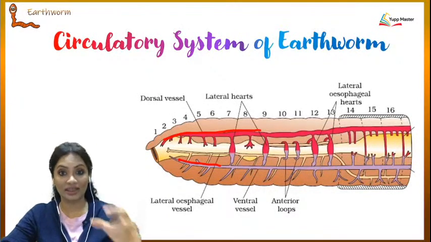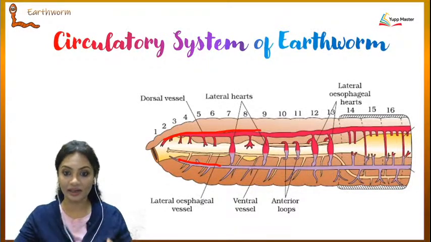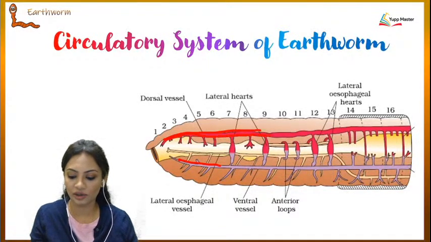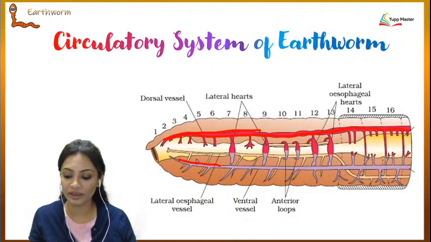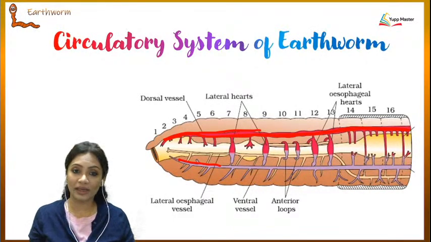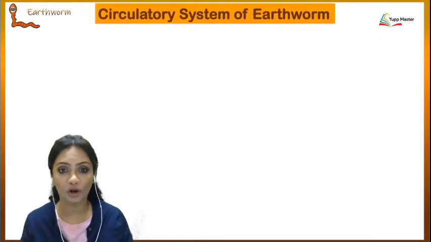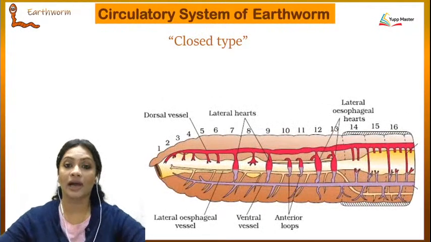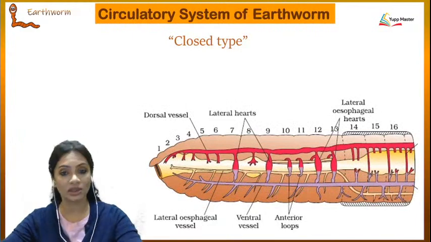So that dorsal vessel that we're seeing on the dorsal side is right what you're seeing over here, children. This over here, if you can see, I've marked it in red again. This is that dorsal vessel. So let's begin with the circulatory system of the earthworm, alright? Now, as I told you, it is a closed type.